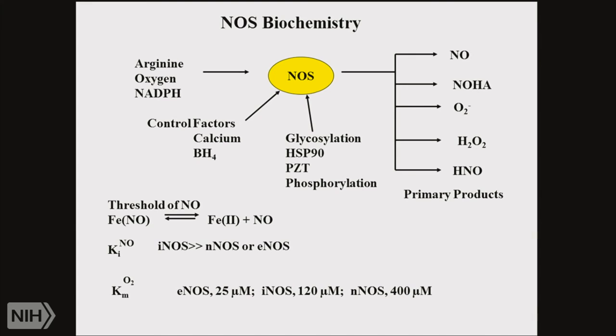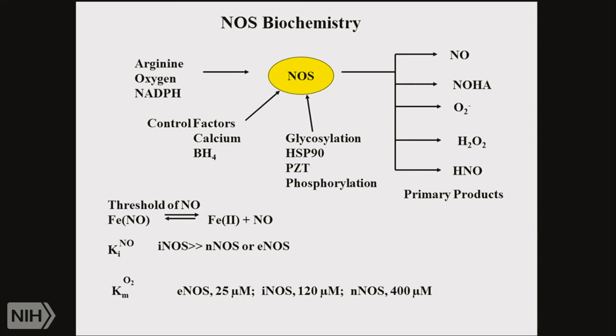The products that come out are NO. You can measure the NO. But other products are N-hydroxyarginine, which is the intermediate product. And why that's important is that N-hydroxyarginine is critical in regulating arginase. I don't know if you guys remember arginase from your biochemistry, but it takes arginine into the polyamine pathway. So if you have a proliferating cell, it wants arginase to go and make polyamines to stabilize DNA. But if you have NOHA there, then it can't do that. It can generate superoxide, H2O2, and another one of our favorite compounds, HNO, which I don't have a lot of time to talk about here, is possibly generated from the uncoupled NOS protein here.